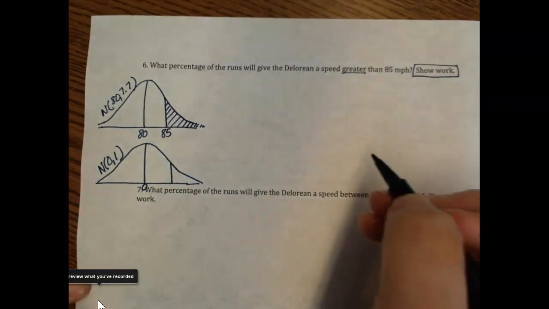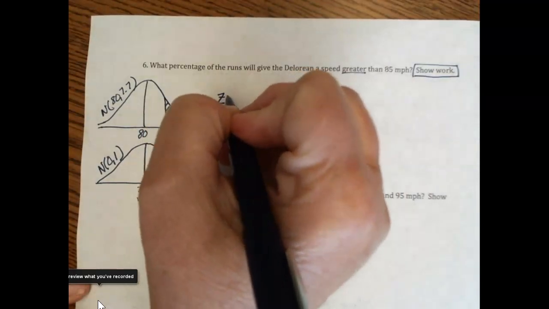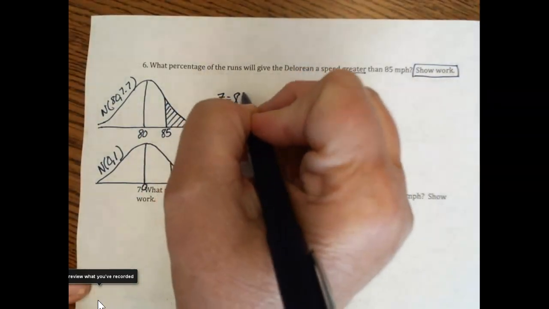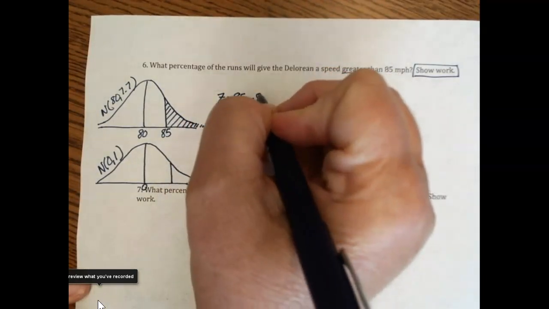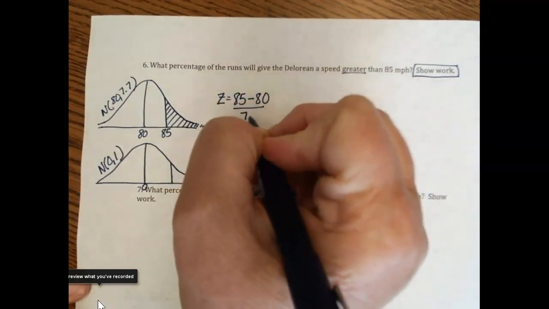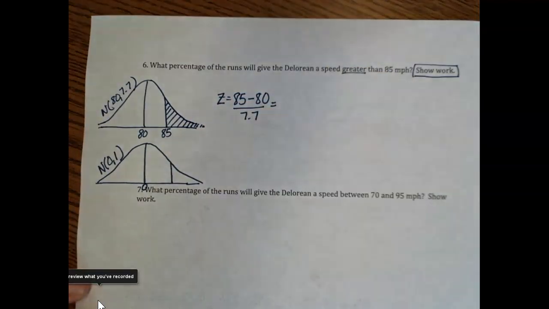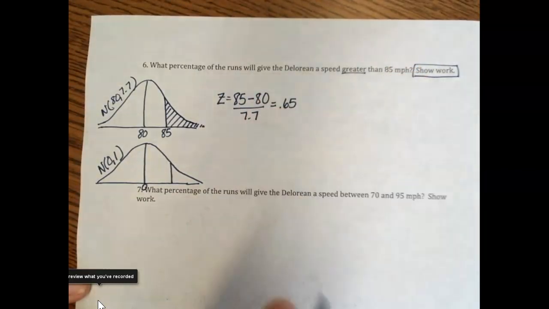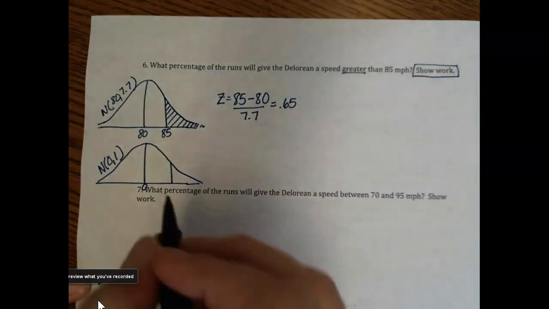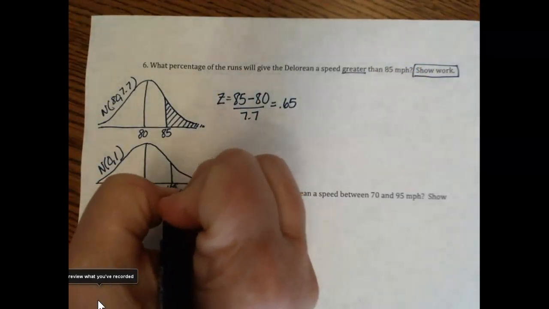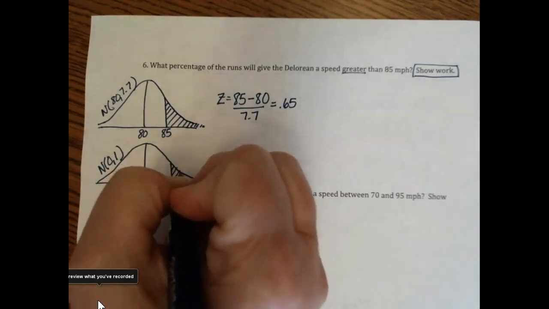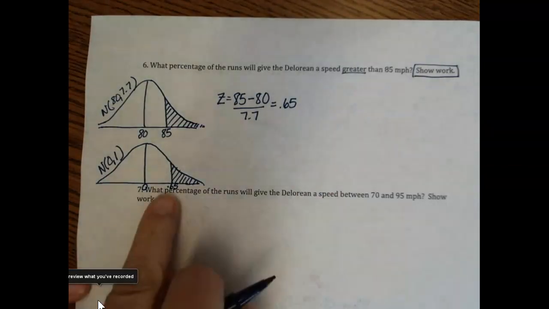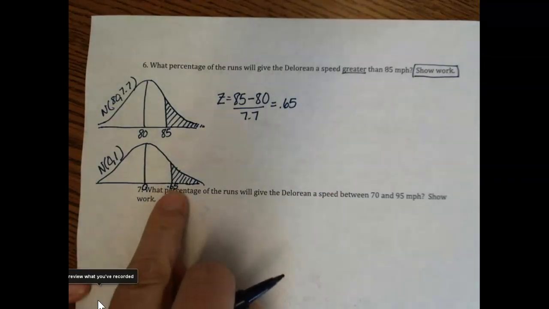Let's find the z-score. The score of interest is 85 minus the mean, divided by the standard deviation. And when it's calculated out, I get a z-score of 0.65. So I'm just going to put 0.65 right here. And I'm still talking about greater than this value. So it's not even 1 standard deviation above the mean.